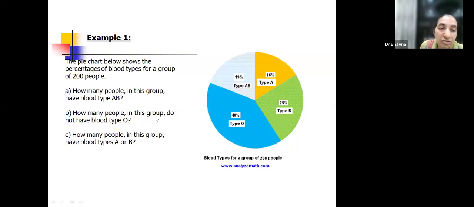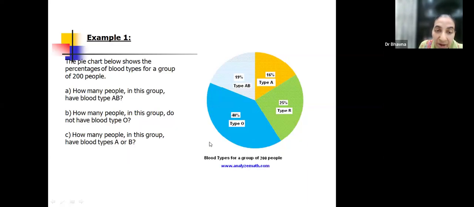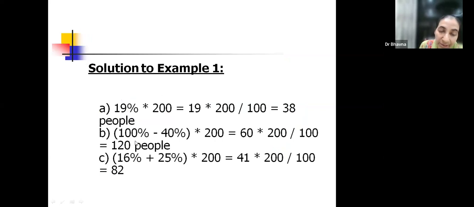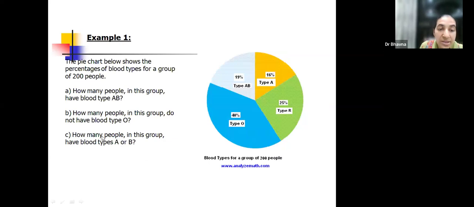How many people in this group do not have blood type O? This is the number of people who do not have blood type O. 100 minus 40. 40 is type O. When you minus 40, you're left with 60. So 60% do not have type O. So 60% of 200 is what? 120 people. And then the last is how many people in this group have blood types A or B?